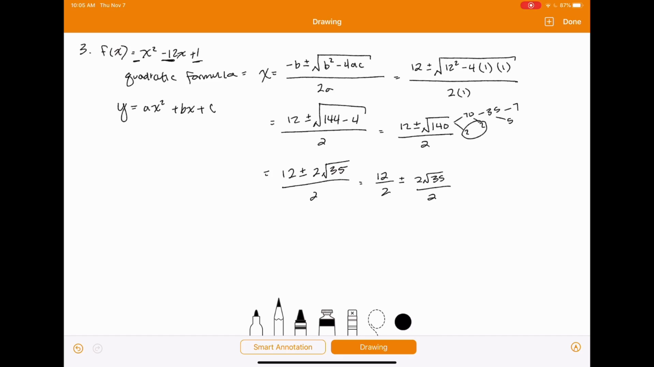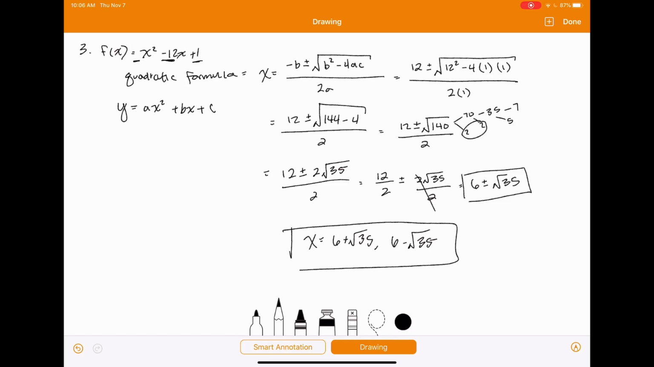We can reduce these fractions. 12 divided by 2 is 6, plus or minus, these 2's will cancel, the square root of 35. And that would be your zeros right there. So you would get x equals 6 plus the square root of 35 and 6 minus the square root of 35 as your 2 roots for that problem.